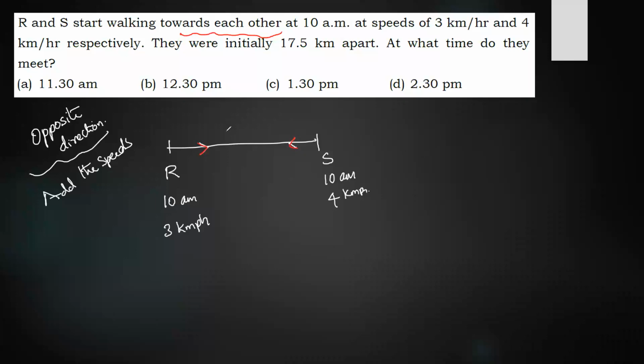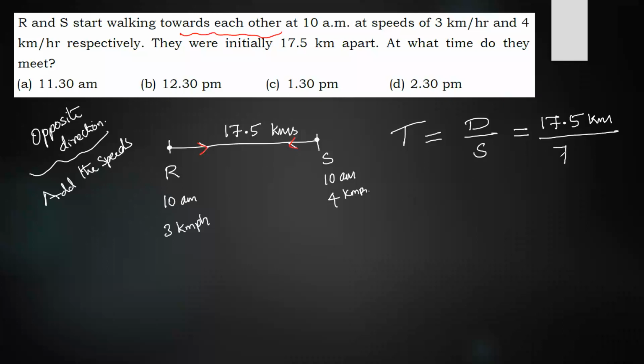Initially, they were 17.5 km apart. I need only the initial distance. So the question is, what time? They ask the time. What is the time formula? Distance by speed. So distance equals 17.5 kilometers divided by speed. They're coming in opposite directions, so add the speeds: 3 plus 4, 7. Kilometer and kilometer get cancelled, and you will get the answer in terms of hours.